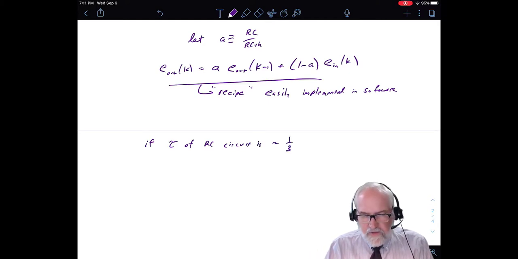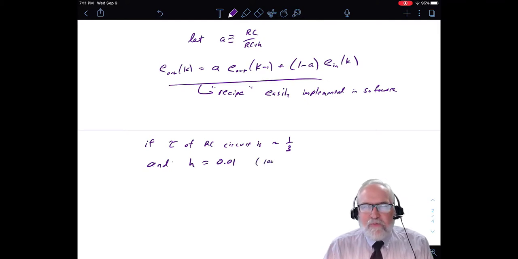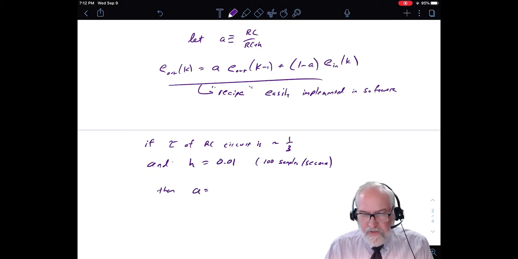So let's look at what this looks like. If the tau of our RC circuit, the time constant, is about 1/3, that means if you get a step change in your input voltage, the output will catch up to it within 5%, within 1 second, and within 3 time constants. So the time constant is 1/3, and let's say we're sampling 100 times per second, so h is 0.01 seconds. Then we can easily solve for a, the coefficient of our filter, by doing this math.